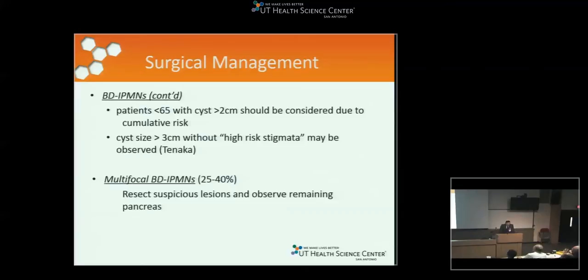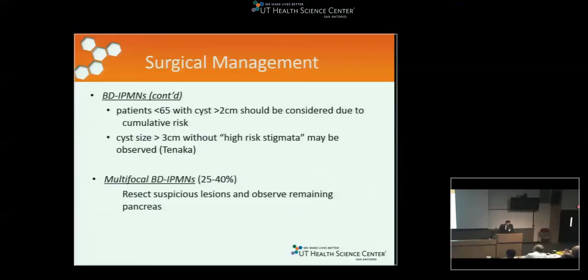The size cutoff in this is a topic of a bit of controversy in the literature, and some studies have actually shown that a branch duct IPMN greater than 3 centimeters carries about a 30% chance of invasive cancer. If you include a mural nodule to that cyst, it goes up to 45%. And even cysts less than 2 centimeters had a 10% risk. But currently, the recommendation from the Tanaka group is that cysts greater than 3 centimeters without high-risk stigmata be observed. Greater than 3 or less than 3? Greater than 3 without high-risk stigmata.